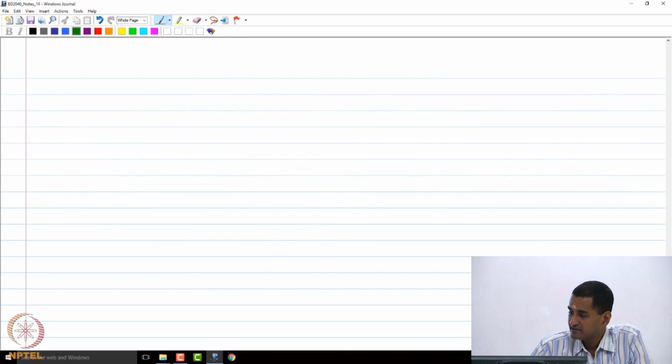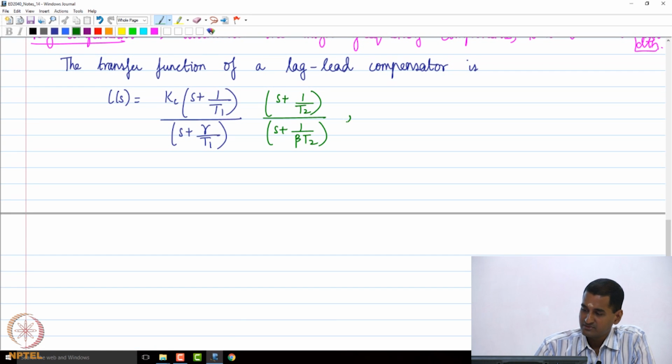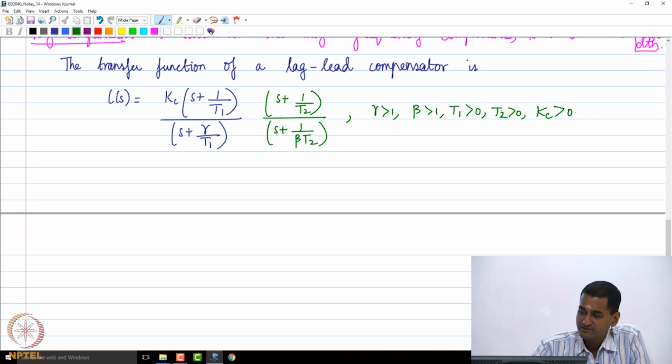So, that is the transfer function. Here gamma is greater than 1, beta is greater than 1, T1 is greater than 0, T2 is greater than 0, and of course, typically Kc is also greater than 0. When we discussed a lead compensator, we used alpha less than 1. Conventionally, when we talk about lag lead compensation, alpha is replaced by 1 by gamma. So, alpha is less than 1, consequently gamma is greater than 1. That is the only change.